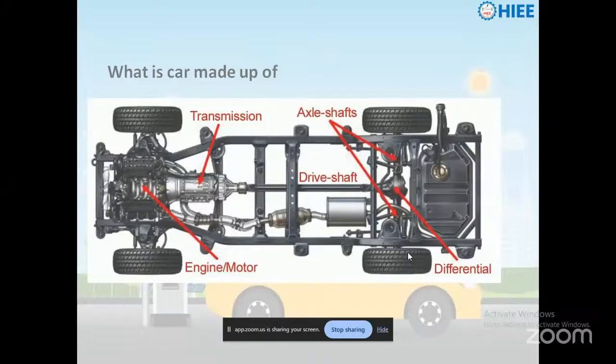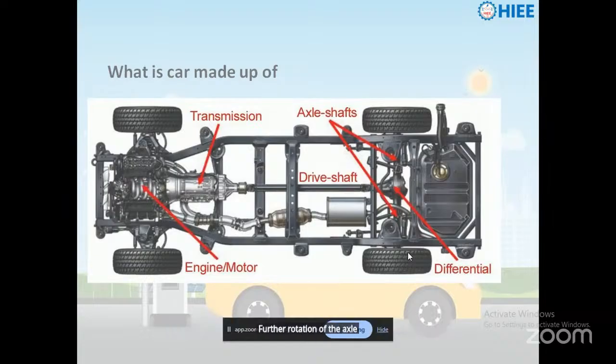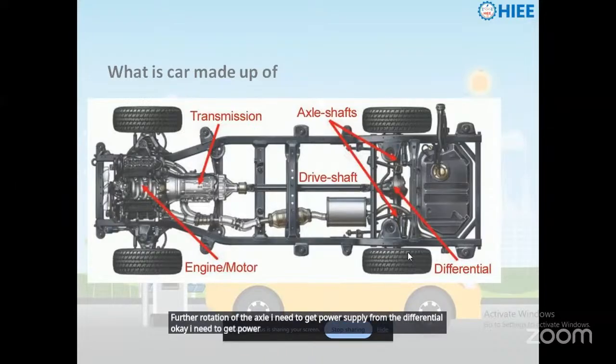Now, for the wheels, we are getting power from the axle, if I am not wrong. So before the wheels rotate, the axle needs to rotate. Wheels are just dummy objects that we connect to the axle. Whenever the axle rotates, the wheels will rotate. That is the duty of the wheels. Now my axle needs to be rotated. For the rotation of the axle, I need to get power supply from the differential. If my differential is giving the power supply, then my axle will rotate.